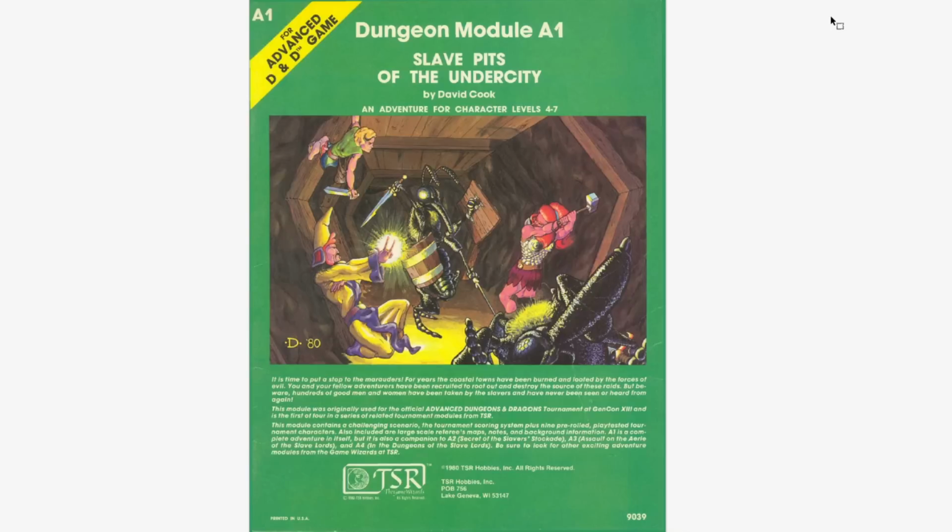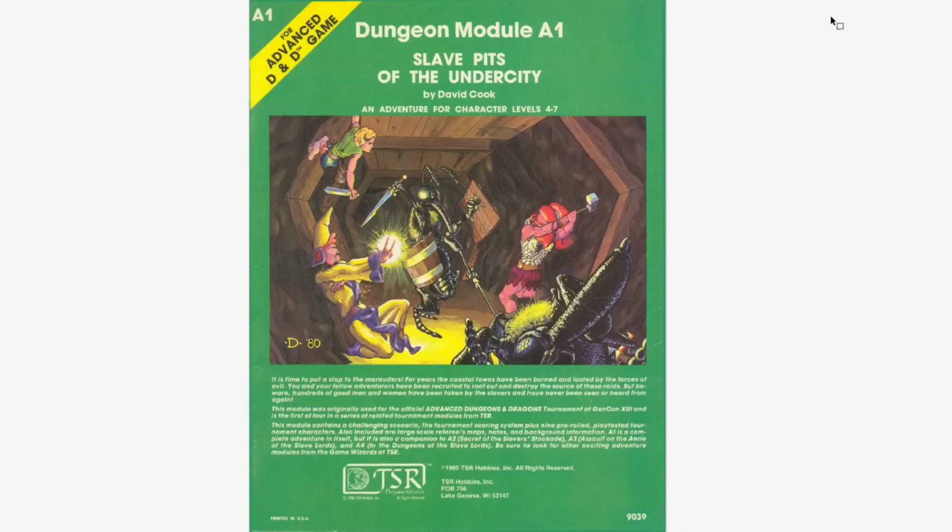And we see three characters here fighting some kind of insect guy, and we're going to get into what that is later as we get into the adventure. So I'll just read the little cover blurb here. It says, "It is time to put a stop to the marauders. For years, the coastal towns have been burned and looted by the forces of evil. You and your fellow adventurers have been recruited to root out and destroy the source of these raids. But beware, hundreds of good men and women have been taken by the slavers and have never been seen or heard from again."